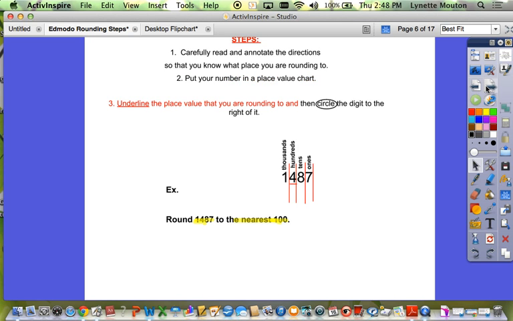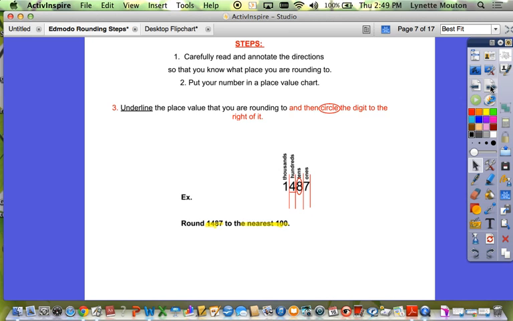Underline the place value that you're rounding to, and then, because this is two parts, get out your monocle, put it over your eye. You underline the place you're rounding to, and then you circle the digit right next door. Remember that right is important because he has two neighbors, doesn't he? He has one to the left, which is the thousands place, and he's got one to the right, which is the tens place. We want to say circle the digit right next door. There we go, which is 8.